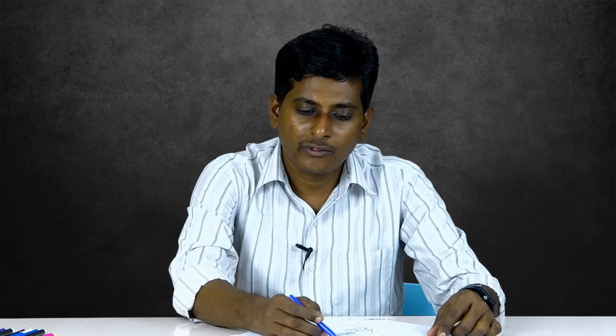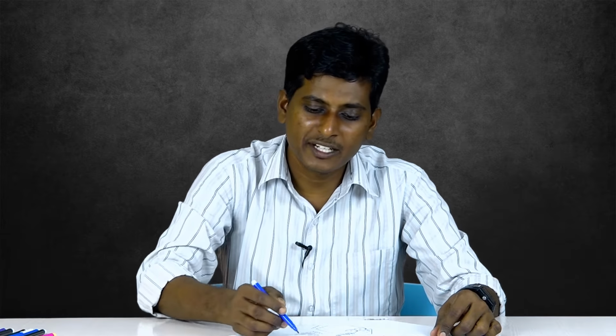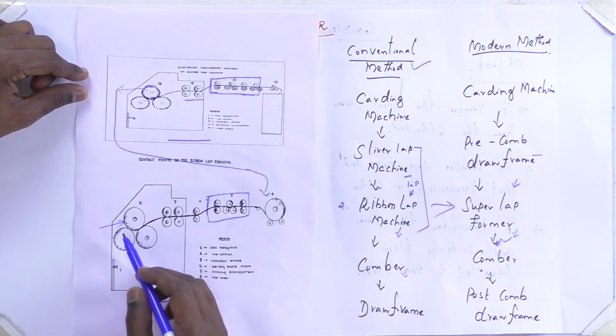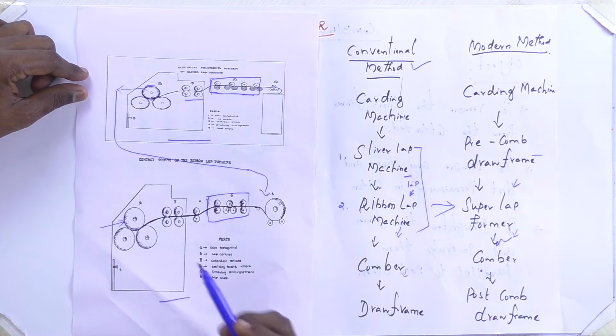So the carded sliver is fed into the sliver lap machine. The 24 to 36 slivers are doubled together and the draft is applied to form a sliver lap. The sliver lap is the feed material for the ribbon lap. Six sliver laps are combined together, doubled together, and draft is applied to produce the ribbon lap here.